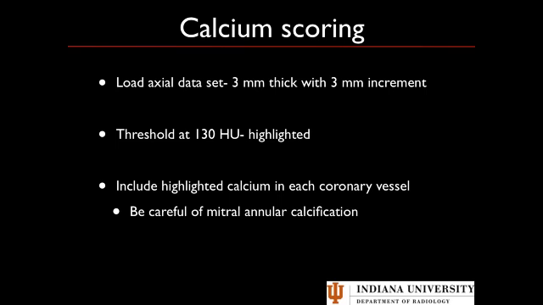Then the software is going to highlight anything that has a Hounsfield units greater than 130 Hounsfield units. And then we're going to find these highlighted areas within each of the coronary vessels and label which vessel the highlighted calcium is in. One thing to be careful of is mitral annular calcification. Make sure you don't score mitral annular calcification as left circumflex coronary artery calcification.